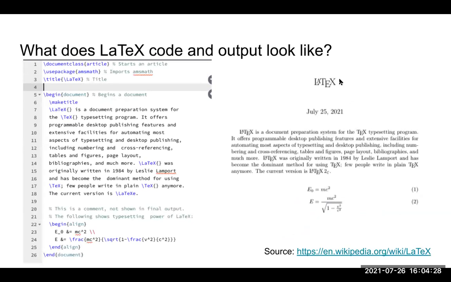So what does the structure of the code and its output look like? This is a basic example of LaTeX, and I compiled it on Overleaf, as I will show how to do later. It has a closed structure, and by the way, can you see my cursor? Yep, we can see it. Okay, great.